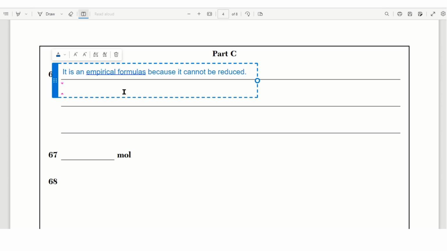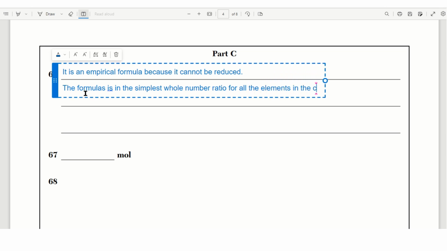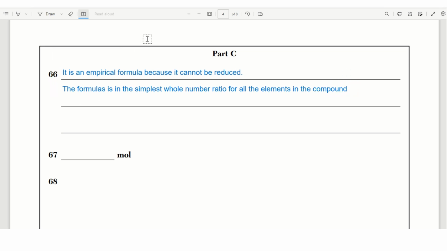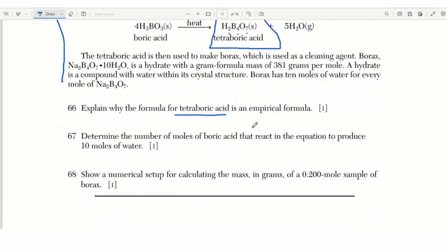All right, that should just say formula, or we could say the formula is in the simplest whole number ratio for all the elements in the compound. All right, again, a little bit more involved in thinking, but again, one of those answers is appropriate. All right, let's go to 67.